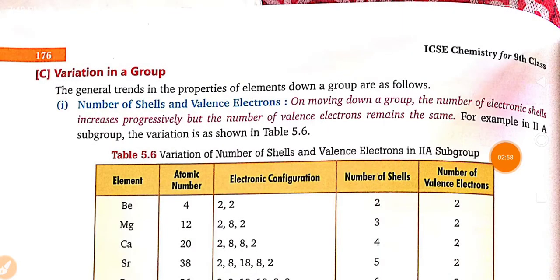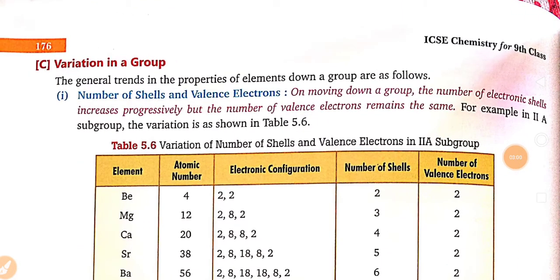Now we read about the variation in a group. The general trends in the properties of elements down a group are as follows. If we move from top to bottom, the number of shells and valence electrons: on moving down a group, the number of electron shells increases progressively, but the number of valence electrons remains the same.